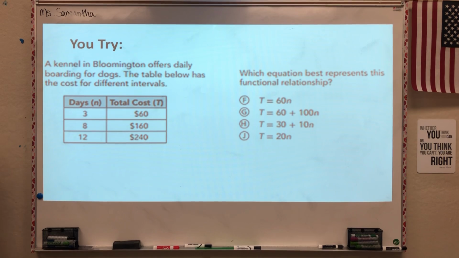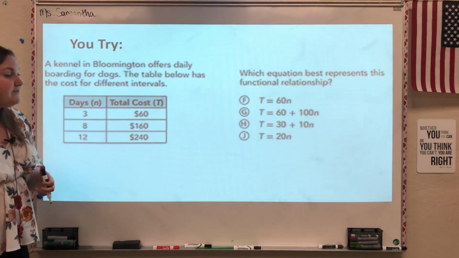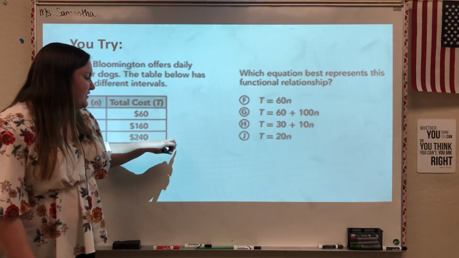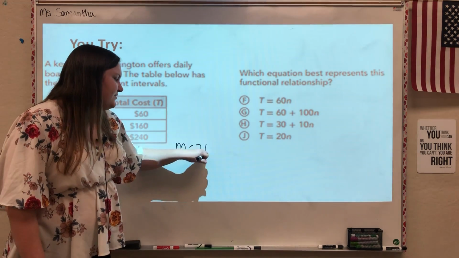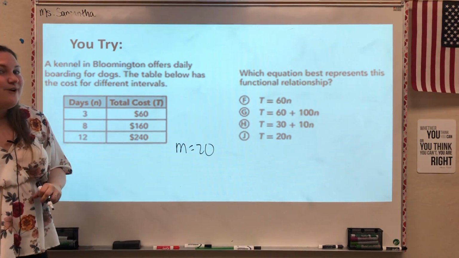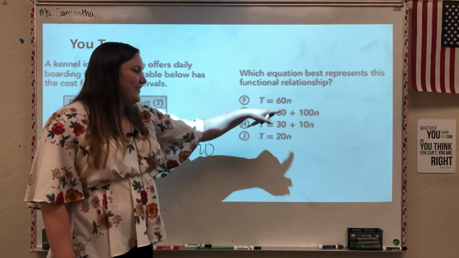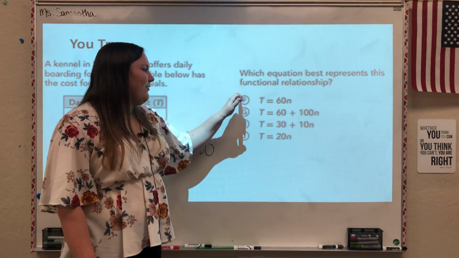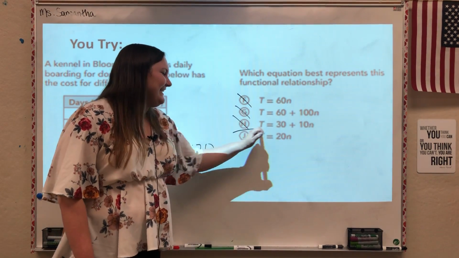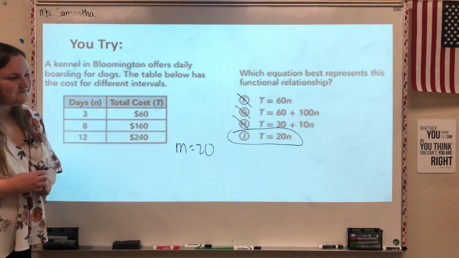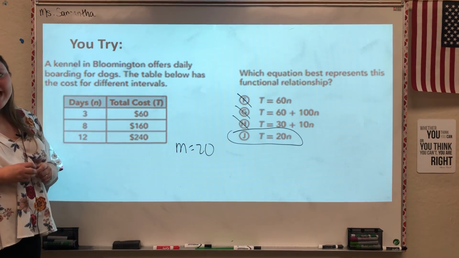Now when you're doing this problem, same as before, the first thing you could do is find the slope. And when you find your slope, you're going to get the slope is 20. You could definitely keep going to write that equation, but once you know the slope is 20, if you come over here and check all of the equations, the only equation that has a slope of 20 is this one here. So we get t equals 20n.